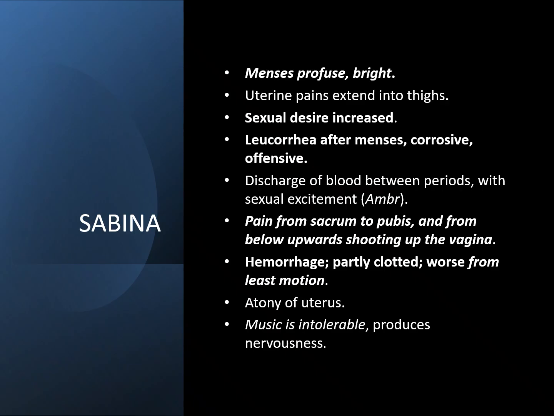Sabina is one of the most important remedies for adenomyosis with excessive uterine bleeding. There is profuse bright red bleeding, partly clotted and partly fluid, and there is pain from sacrum to pubis and from below upwards shooting up in the vagina. These are the typical symptoms of Sabina. Leukorrhea after menses, which is corrosive and offensive. There is increased sexual desire. Pain radiating into the thighs is also one of the peculiar symptoms. The cause is atonicity of the uterus. Music is intolerable and it produces nervousness.